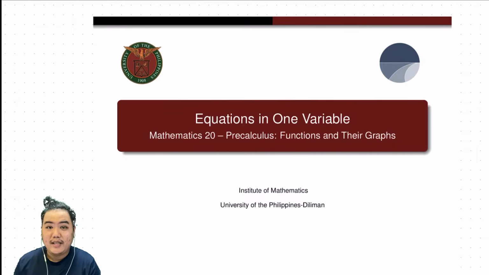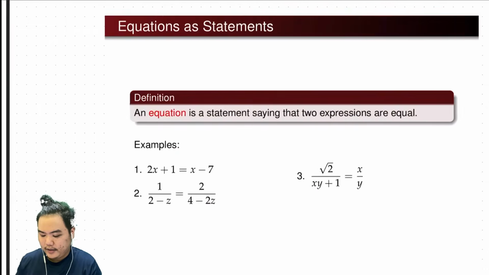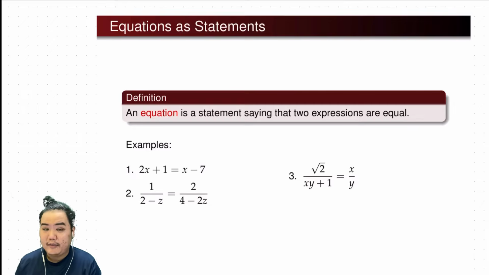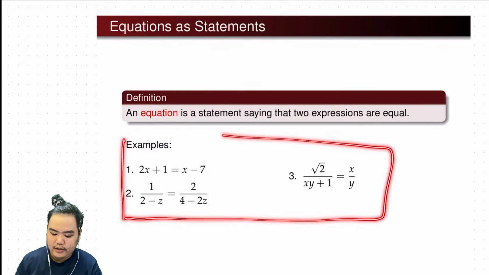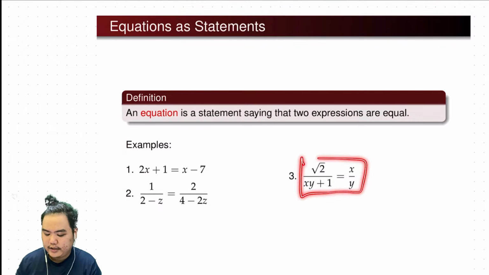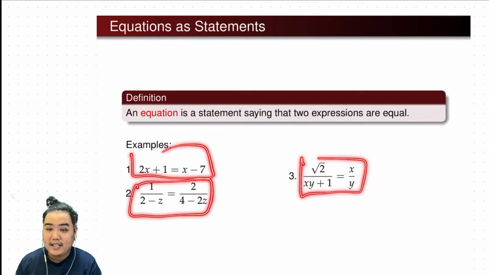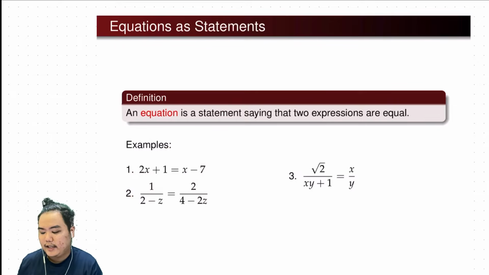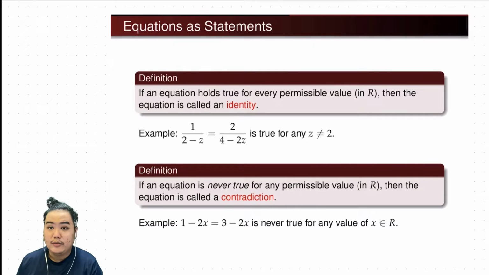Let us begin by defining some terms. So, ano bang ibig sabihin ng equation? An equation is a statement saying that two expressions are equal. These are examples of equations. Ang palatandaan lang is there is an equal sign. Medyo marami-rami itong terms na to, pero hindi tayo magfo-focus dito because ang gusto natin for this video ay matuto kayong mag-solve ng mga equations na nabanggit ko.